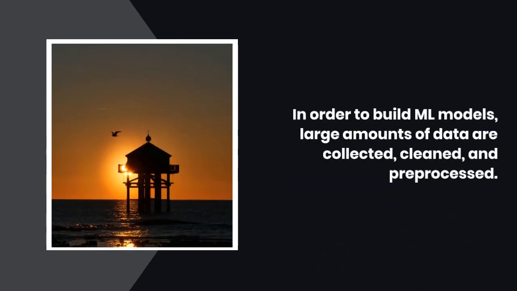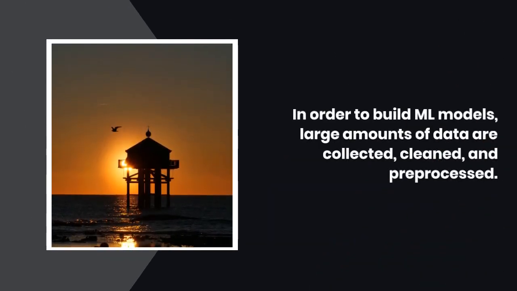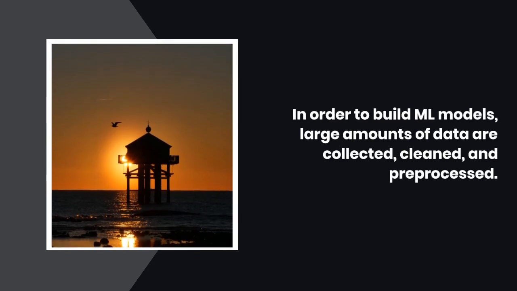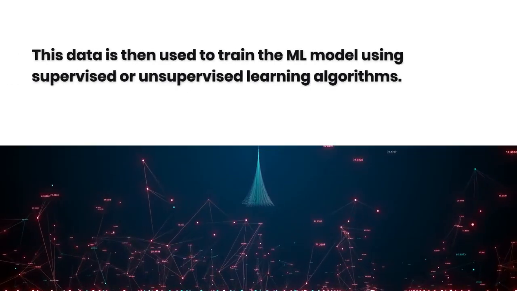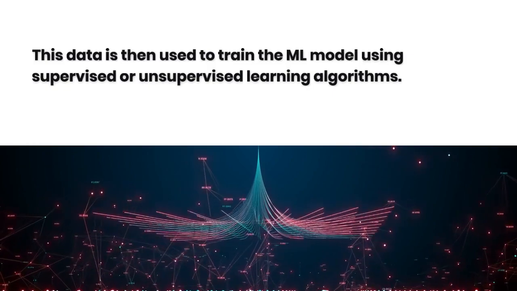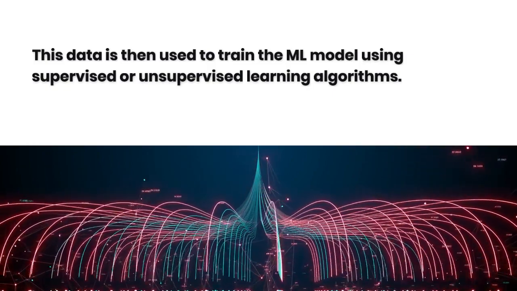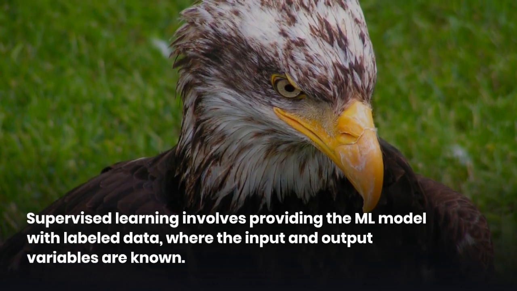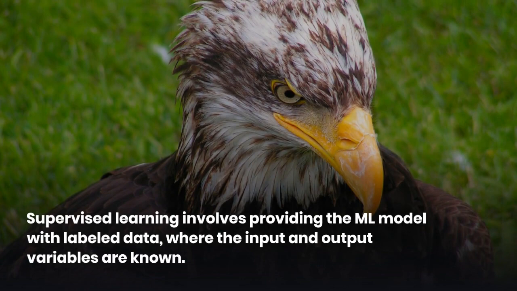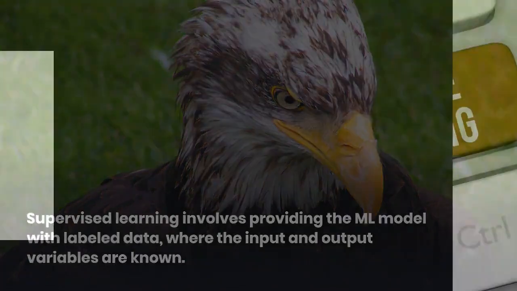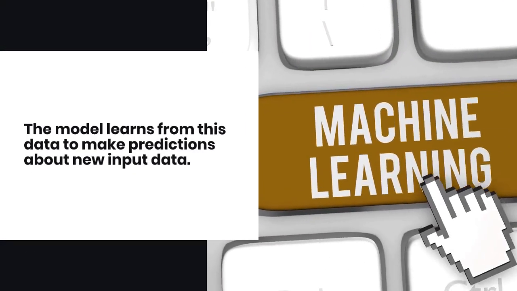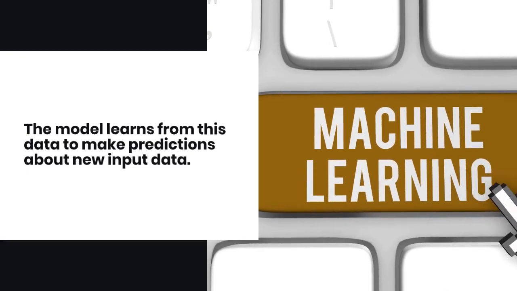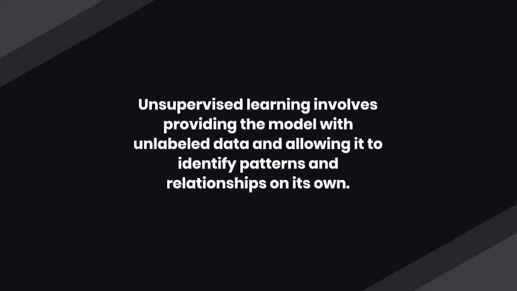In order to build ML models, large amounts of data are collected, cleaned, and pre-processed. This data is then used to train the ML model using supervised or unsupervised learning algorithms. Supervised learning involves providing the ML model with labeled data, where the input and output variables are known. The model learns from this data to make predictions about new input data. Unsupervised learning involves providing the model with unlabeled data and allowing it to identify patterns and relationships on its own.